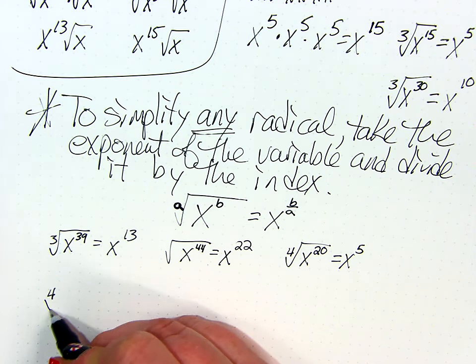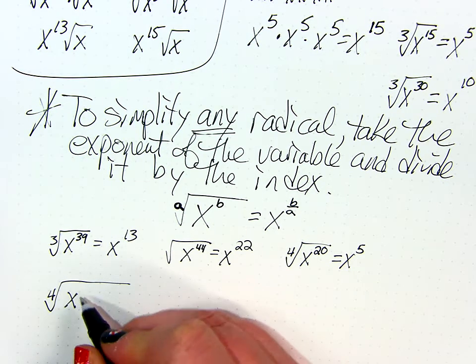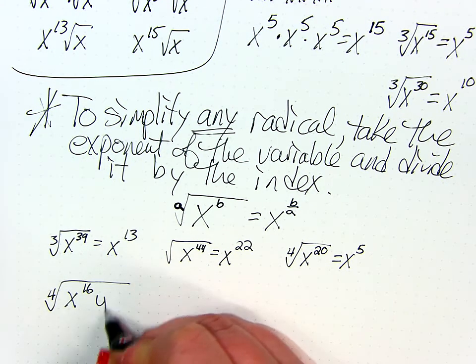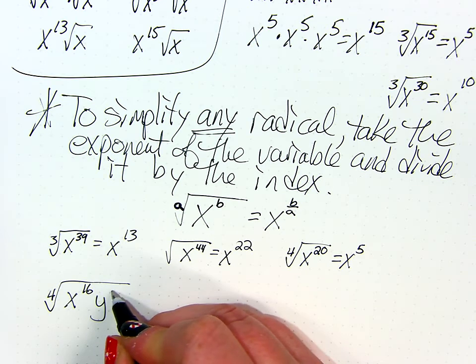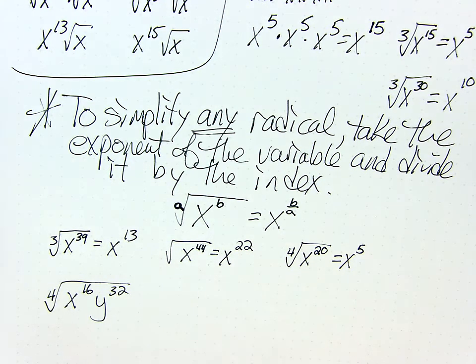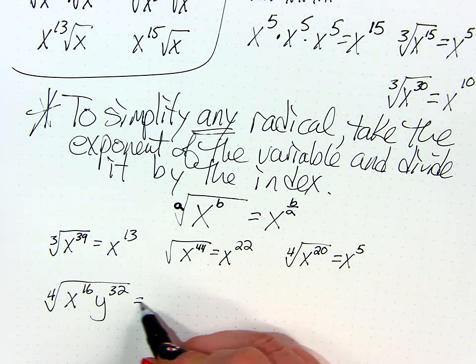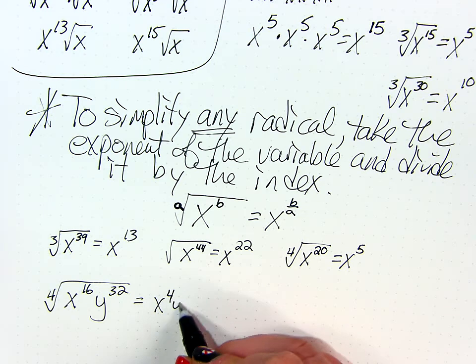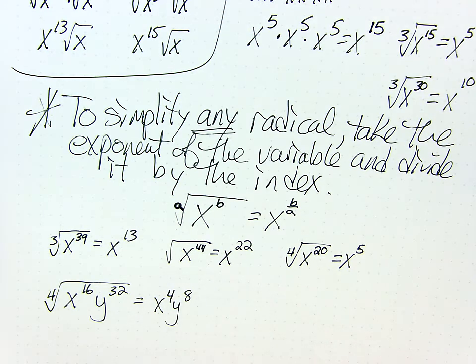So let's make it a little bit more interesting. What if I asked you for the fourth root of x to the 16th, y to the, I don't know, 32nd? What'd that get you? X to the 4, y to the 8. That's it. Right? I'm just taking the exponent divided by the index.